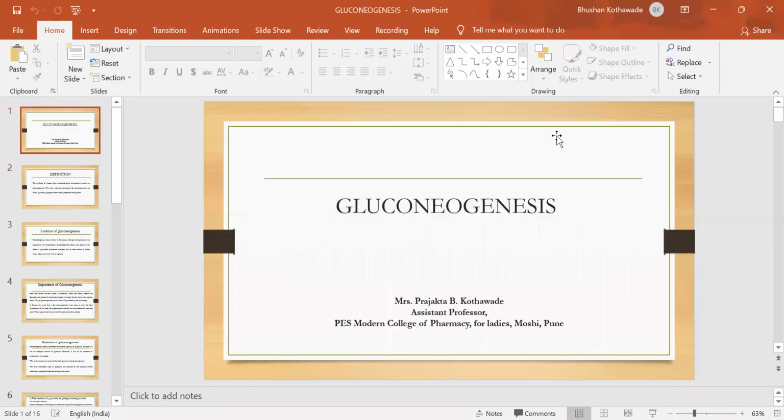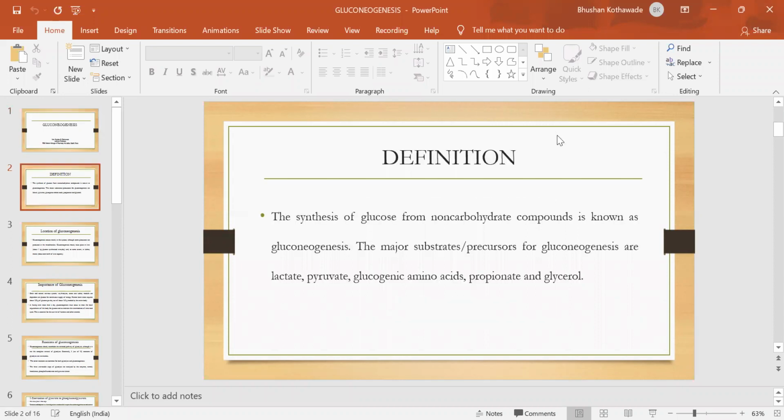Today we are going to learn about gluconeogenesis. What is gluconeogenesis? Gluconeogenesis is the synthesis of glucose from non-carbohydrate compounds like lactate, pyruvate, glucogenic amino acids, propionate, and glycerol.